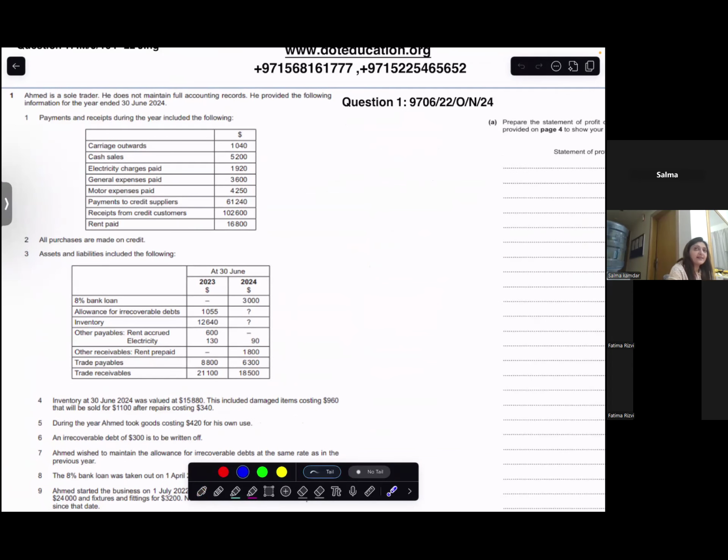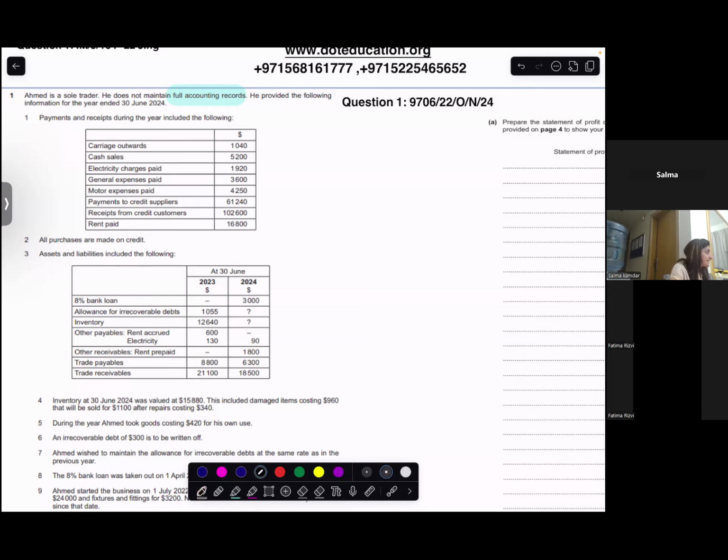Okay. We read the question. Ahmed is a sole trader. He does not maintain full accounting records. This is something that is going to tell us this question belongs to incomplete records. And he has given me the following information.